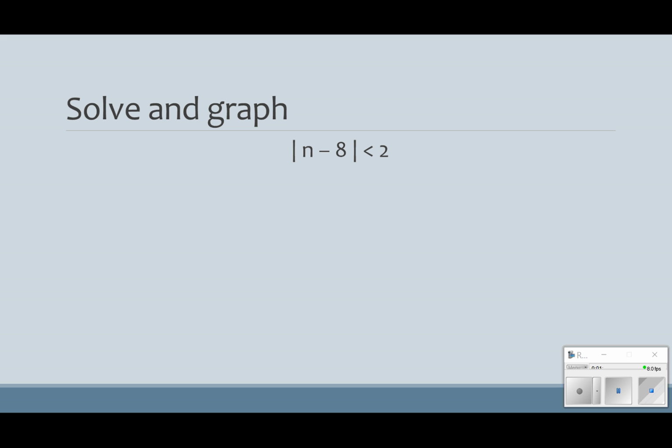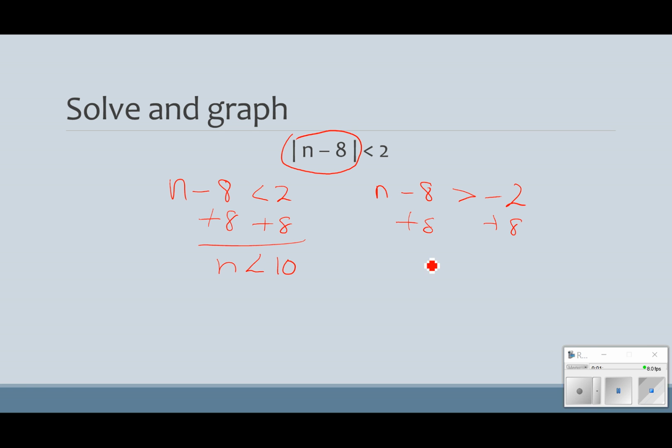So let's go ahead and solve and graph this first inequality. I have my absolute value symbols all by itself, so I can just write my two inequalities. N minus 8 is less than 2, and N minus 8, and I've got to flip, is greater than negative 2. So just like equations, we set up those two inequalities. I'm going to add 8 to both sides. So I get N is less than 10. I add 8 to both sides here, and I got N is greater than 6.